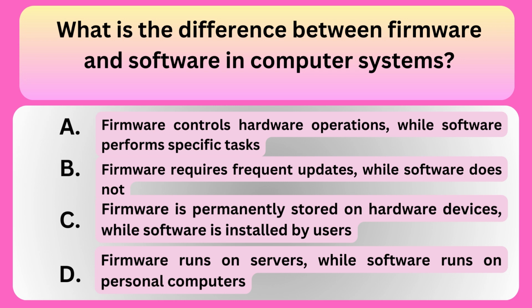What is the difference between firmware and software in computer system? Firmware controls hardware operations while software performs specific tasks. Firmware requires frequent updates while software does not. Firmware is permanently stored on hardware devices while software is installed by users. Firmware runs on servers while software runs on personal computers. And the right answer is: firmware is permanently stored on hardware devices while software is installed by users.